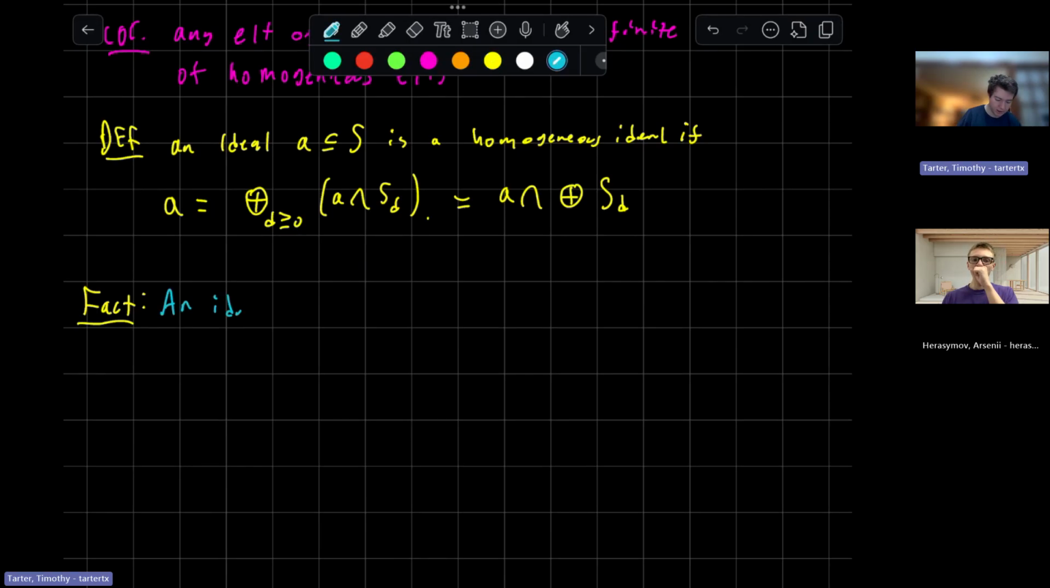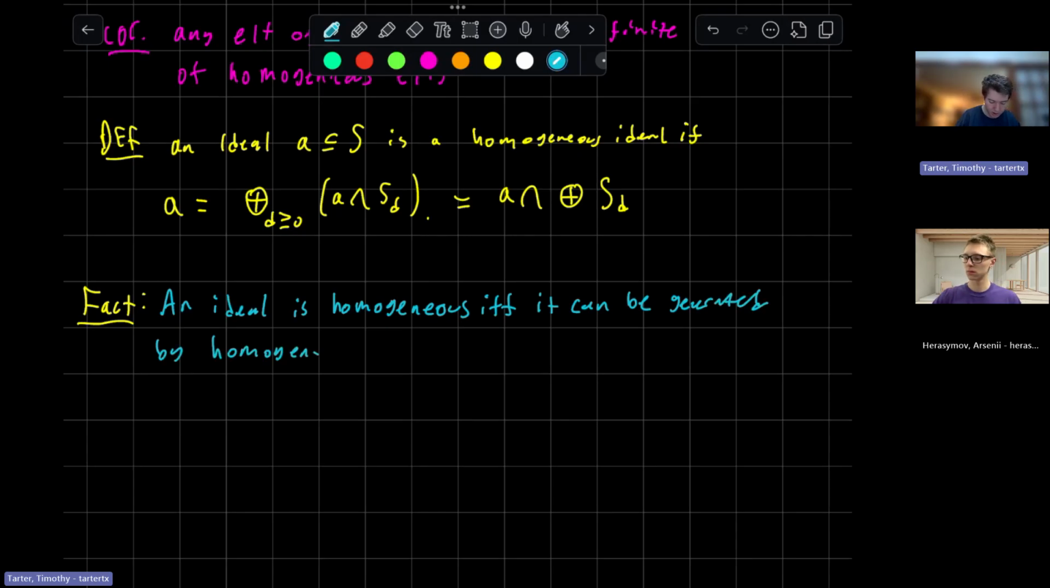So an ideal is homogeneous if and only if it can be generated by homogeneous elements. This makes sense.